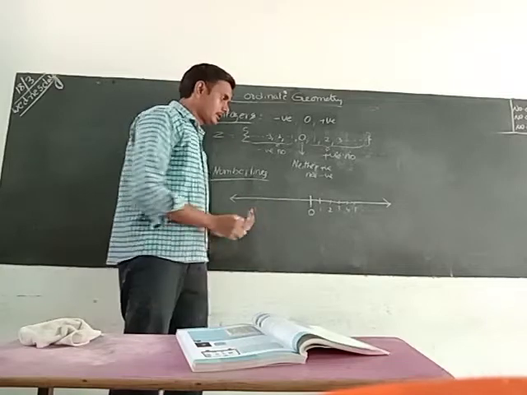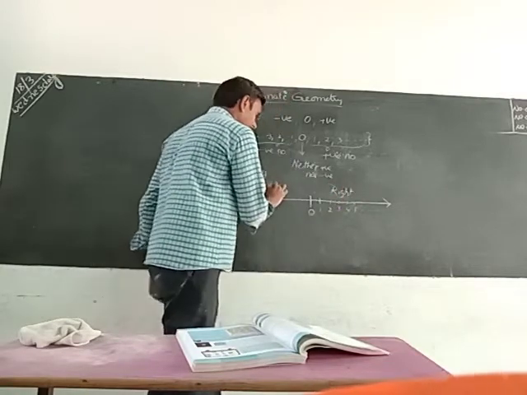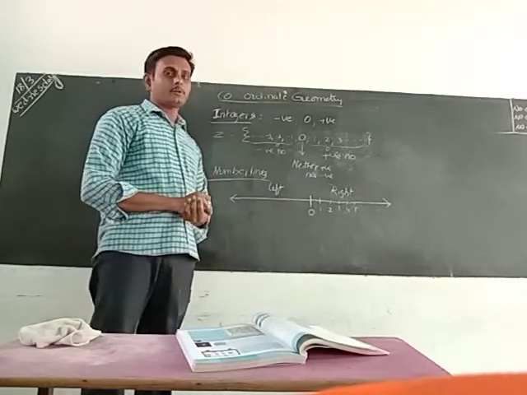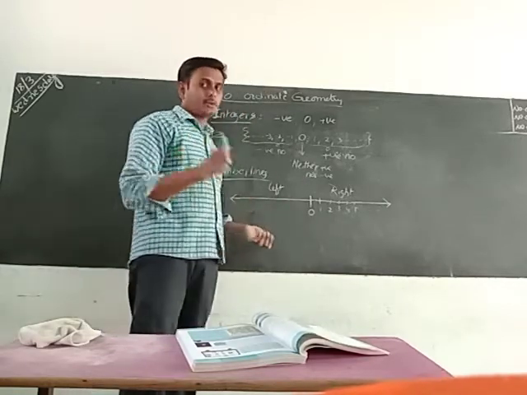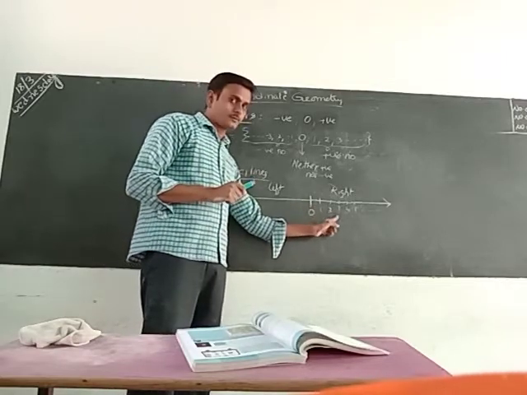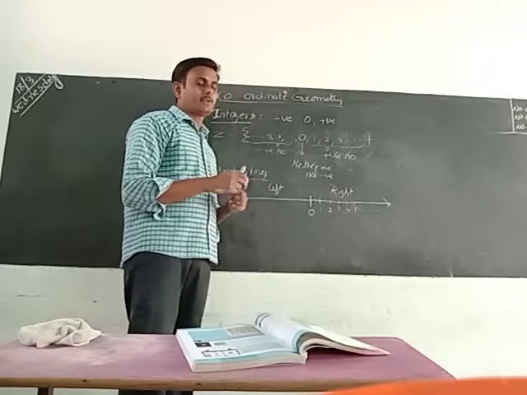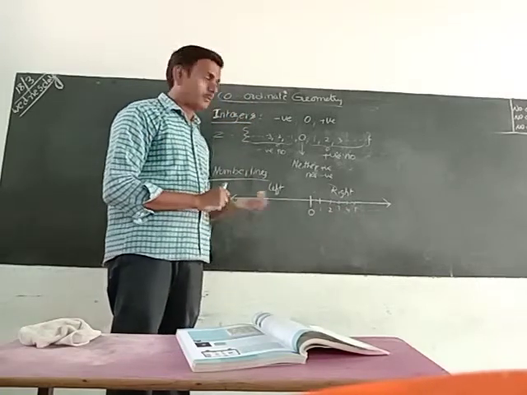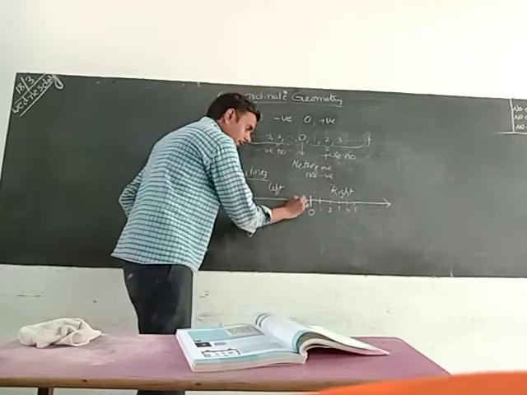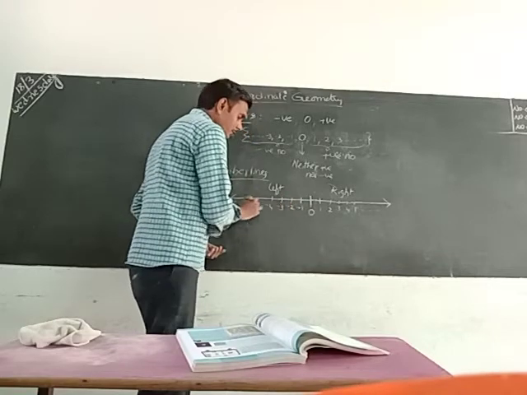This is the right side. This is the left side. On the left side of 0 we have negative numbers. While writing negative numbers, remember carefully: after 0 we write 1, after 1 we write 2, after 2 we write 3. Similarly here also we will get the same, but the difference is the minus sign. Here we will get a plus sign, here we will get a minus. That means -1, -2, -3, -4 and so on.